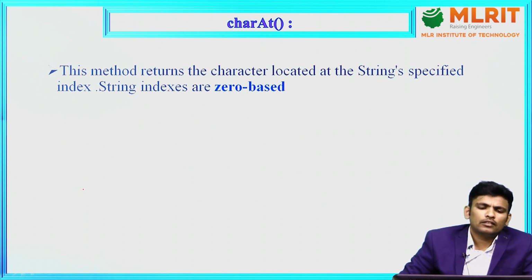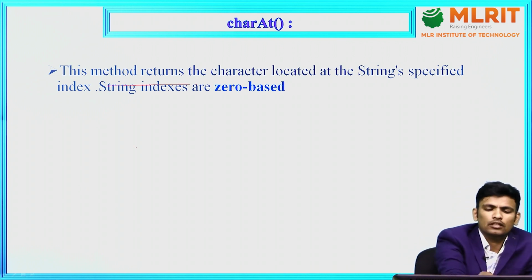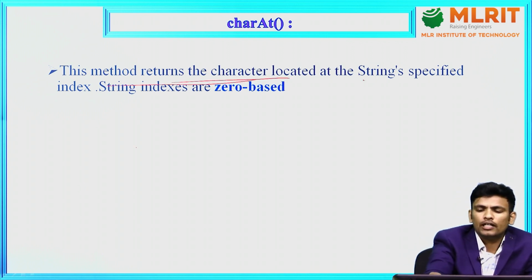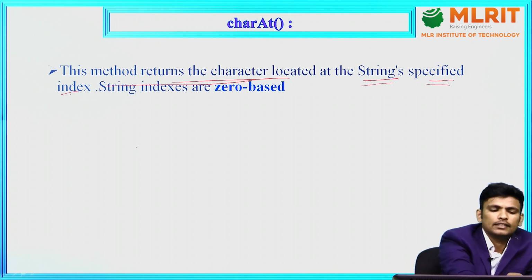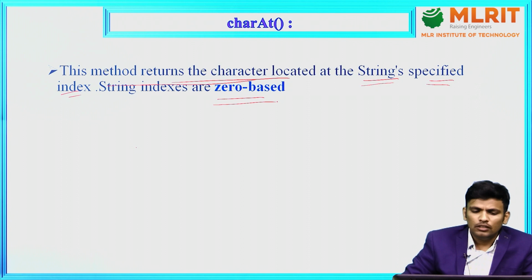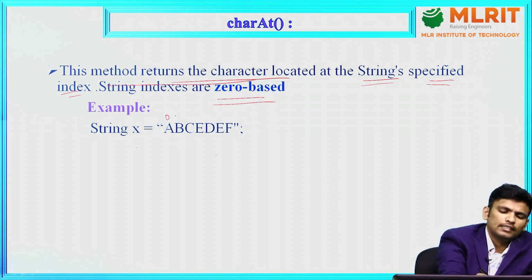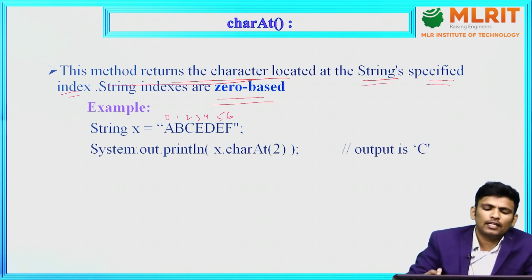The charAt method, as the name suggests, will return the character at the position. This method returns the character located at the string's specified index. Indexes are 0 based. Suppose I take an example, a string x, a, b, c, d, e, f, with index 0, 1, 2, 3, 4, 5 and 6.